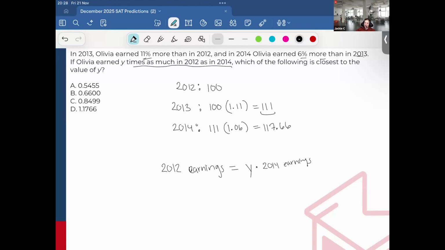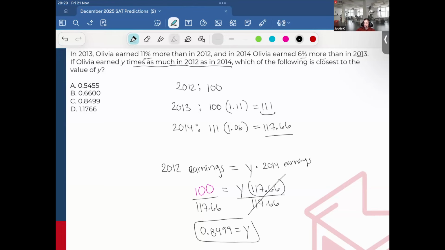Okay, so we know that in 2012, she earned 100. And we know that in 2014, it was 117.66. I'm trying to find what's closest to the value of y. So we just divide each side by 117.66. When we do that, I get that it's close to 0.8499, which will be equal to y. And that's why the answer is C.